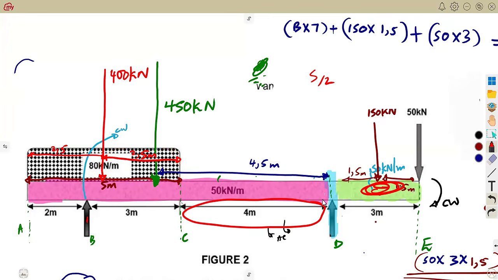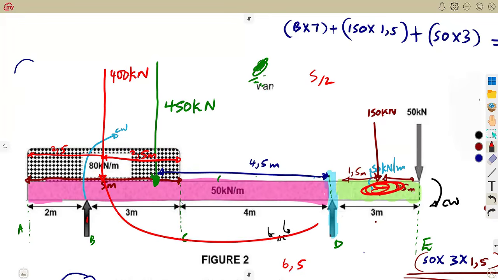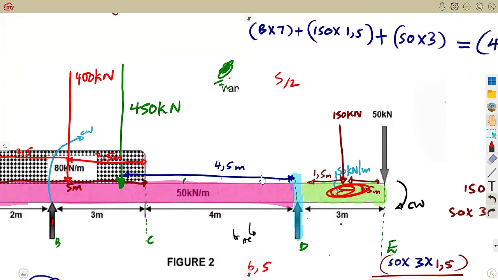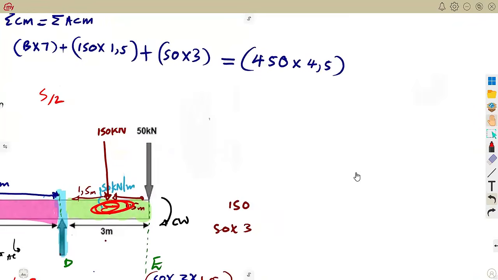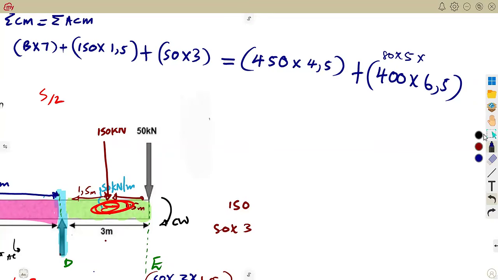All right. I hope we are together there. So that's 2,5 plus 4, which is 6,5. So that's force times distance. So the distance there was going to be 6,5. All right. So remember, it's 400. So that's plus 400 times 6,5. So if you did not use the 400, use 80, it was going to be 80 times 5 times 6,5.